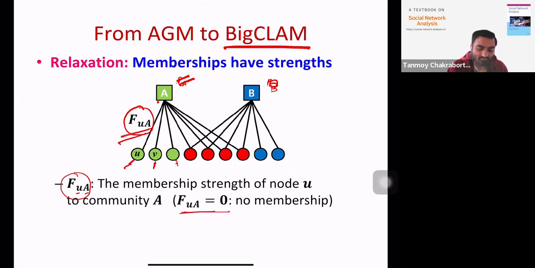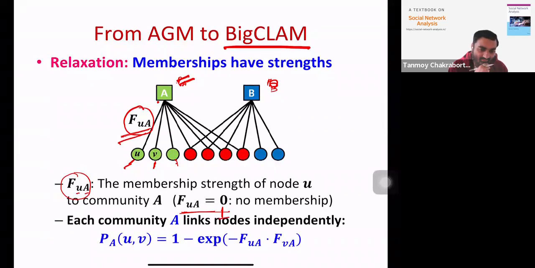If UA is zero, that means that node U is not a part of community A. If this is one, its membership strength is one. If it is 0.5, its membership strength is 0.5, and so on. Okay.